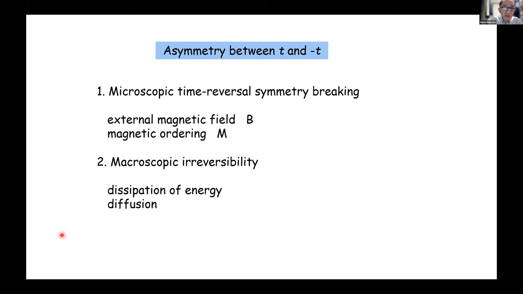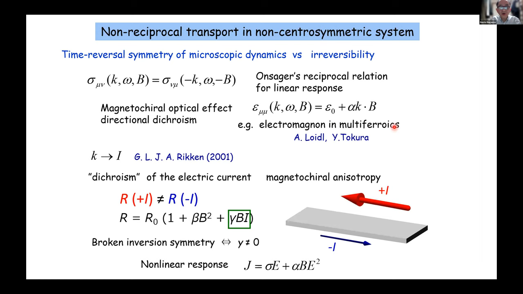So let me start with the normal state. The time reversal symmetry of the microscopic dynamics gives the so-called Onsager's theorem. Here sigma mu nu is a conductivity tensor, including the dissipative part. In the presence of the time reversal symmetry, under the time reverse operation, B goes to minus B, and K goes to minus K, but omega doesn't change. So this is the famous Onsager's theorem for the linear response functions.